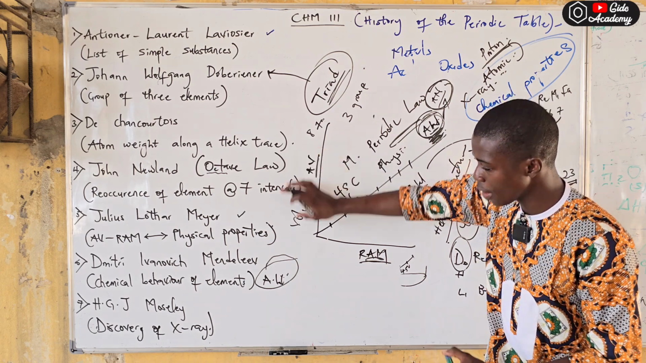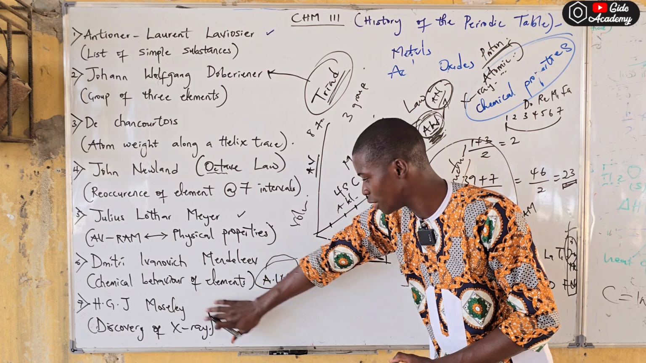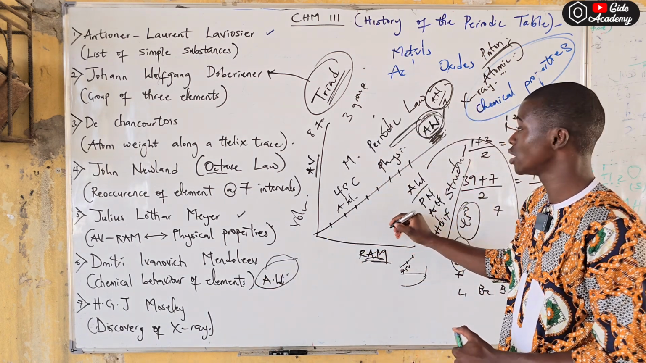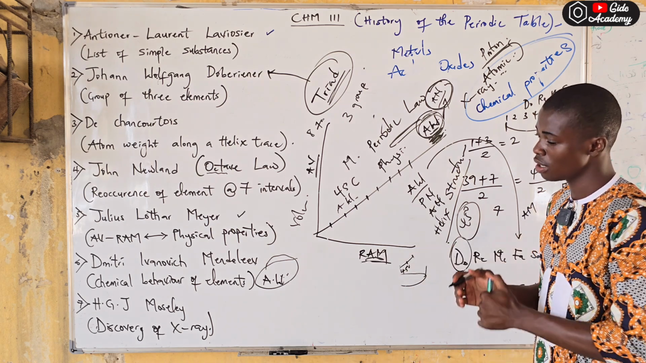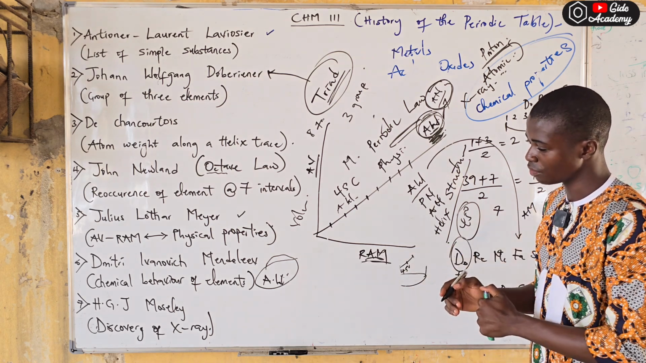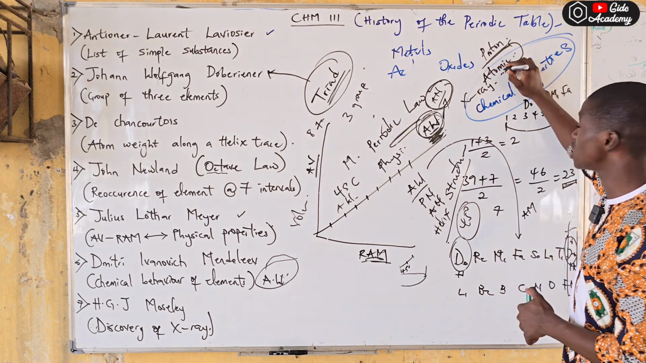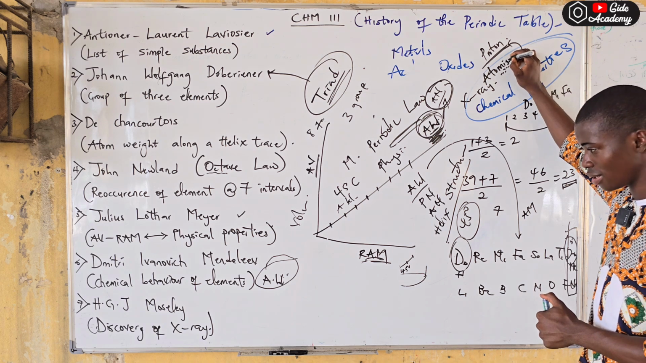Then after a while, when X-ray was discovered, H.E.J. Moseley was the one that now classified the elements, which is the modern periodic table we are using now. He was the one that started the modern periodic table we are using currently by the discovery of proton number, which is also the same thing as the atomic number of the element.